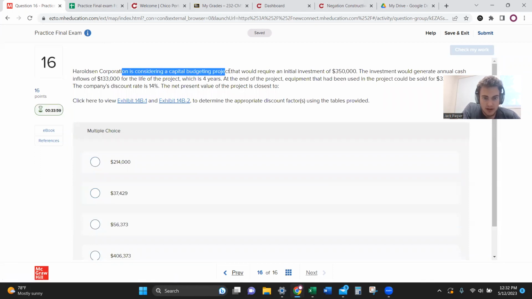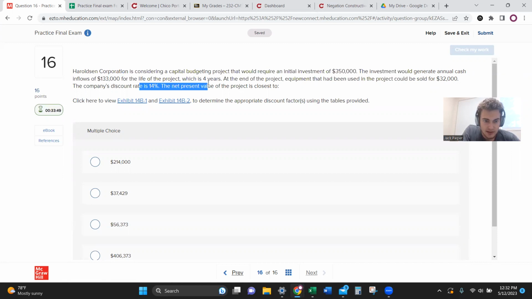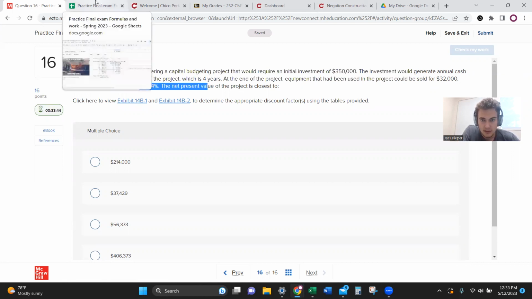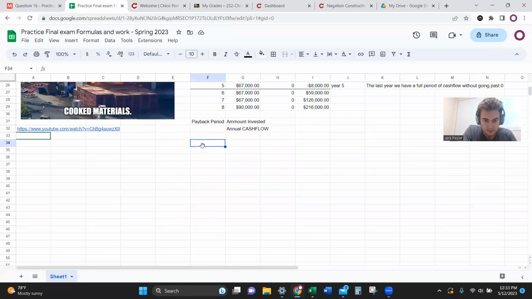Okay. Corporation offering an initial investment of 350,000 would generate inflow of 132,000 at the end of the project. The equipment would be sold. Company's discount rate is 14%. Okay. So it's 4 years, right? So we can do years here. So 1, 2, 3, 4.